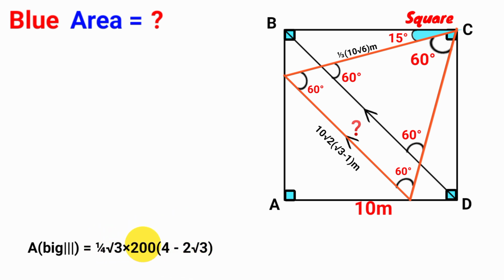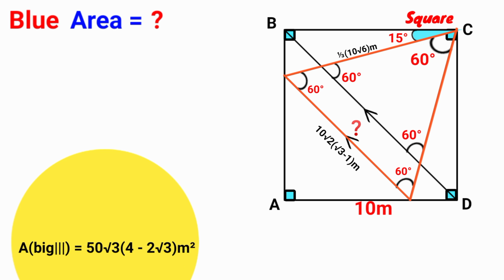This 1 over 4 times this 200 is 50. 50 times root 3 is 50 root 3. So area of big triangle equal to 50 root 3 into 4 minus 2 root 3 meter squared. Keep it aside.